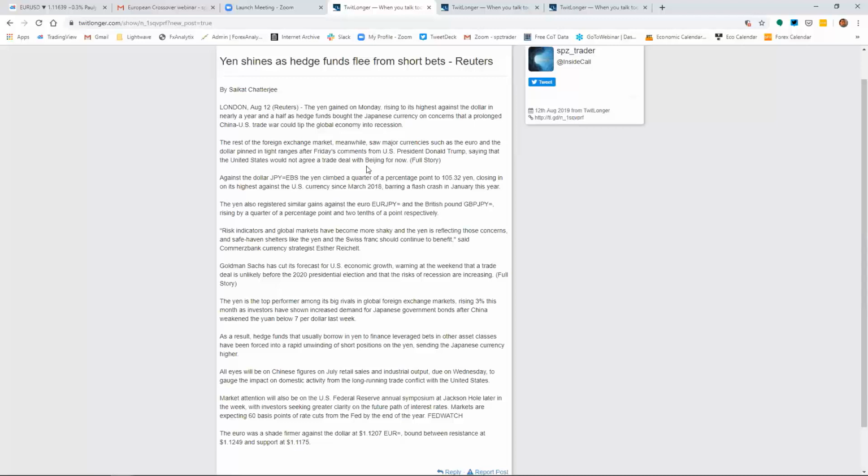As a result, hedge funds that usually borrow in yen to finance leveraged bets in other asset classes have been forced into rapidly unwinding short positions on the yen, sending the Japanese currency higher. All eyes will be on the Chinese figures on July retail sales and industrial output due on Wednesday to gauge the impact on domestic activity from the long-running trade conflict with the U.S. So that's going to be something that will be interesting. Also, Jackson Hole is going to be later in the week, but this one will be key, when they focus on July retail sales and industrial output for China.